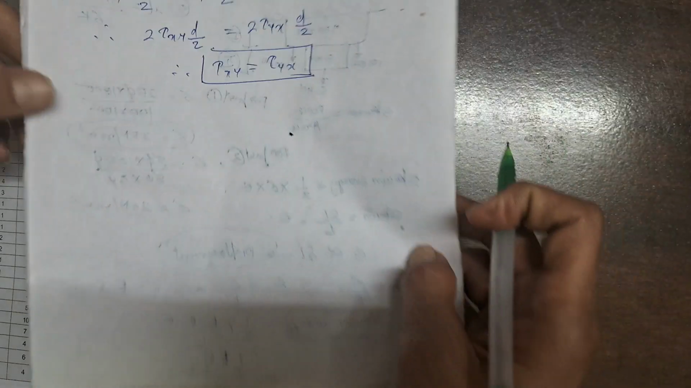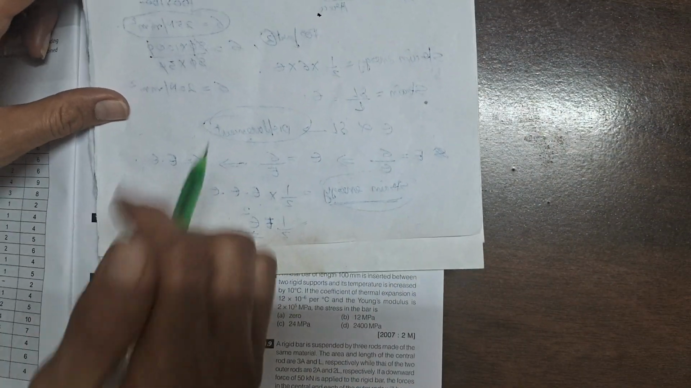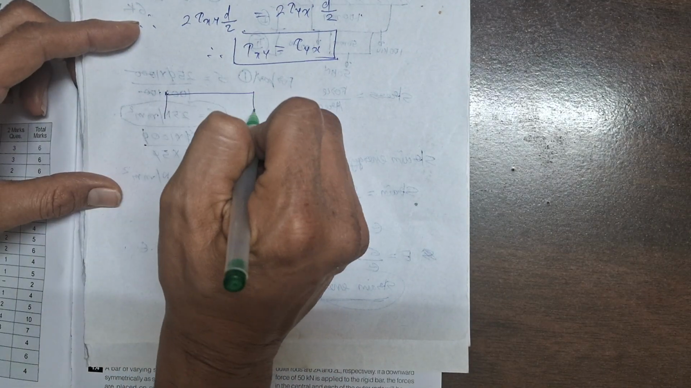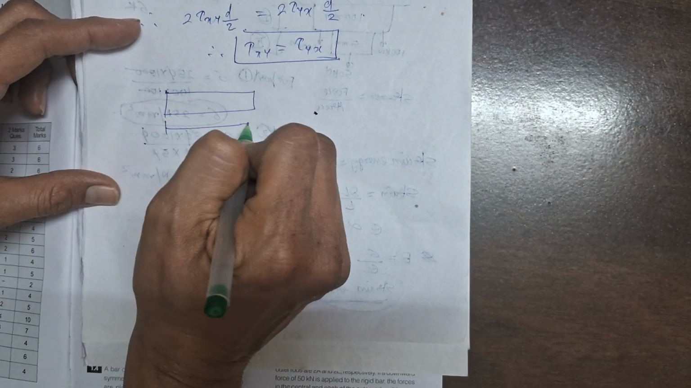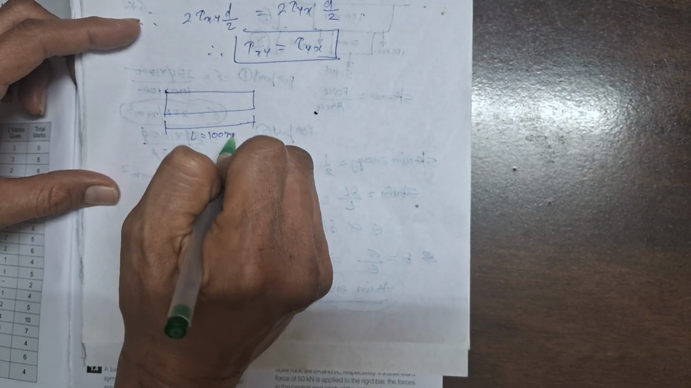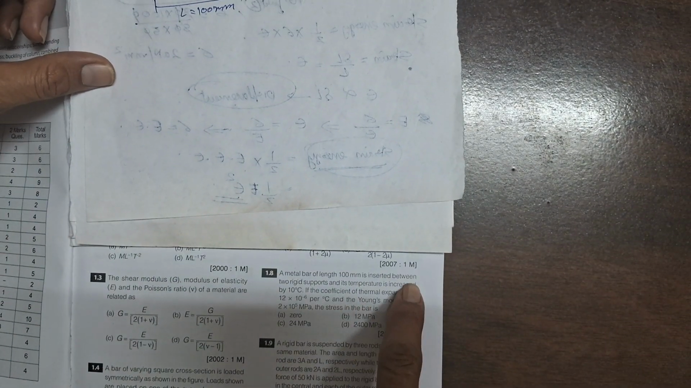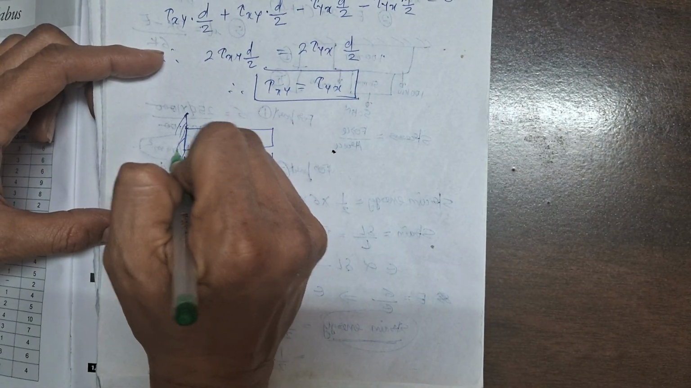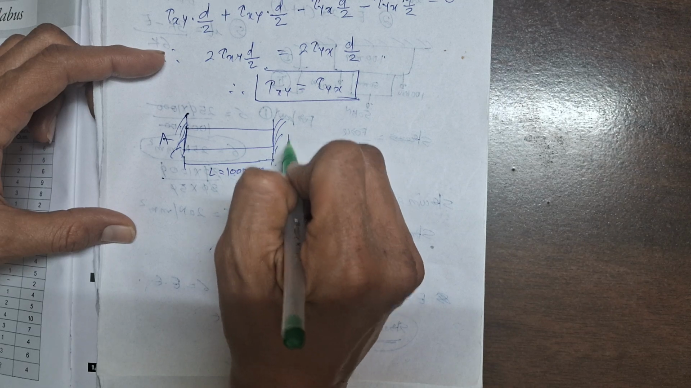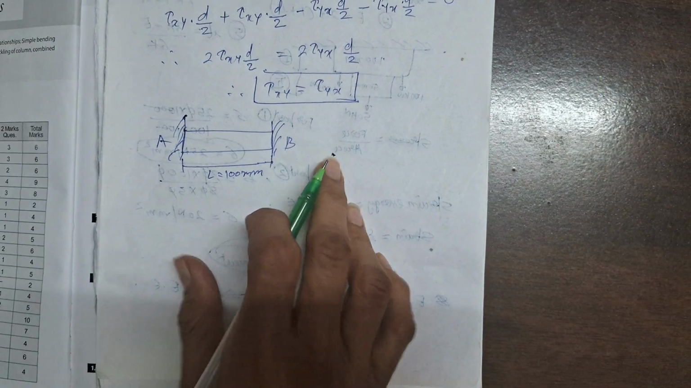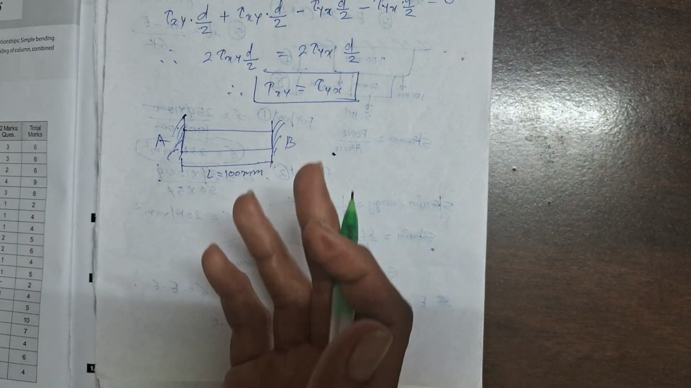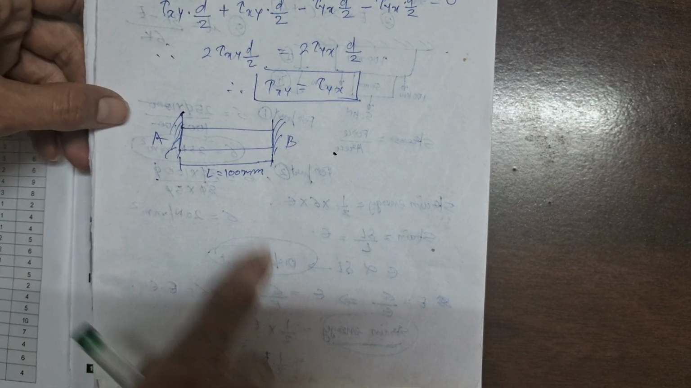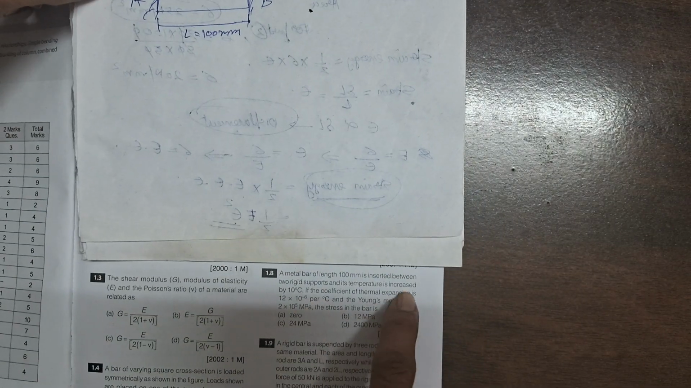Suppose you have a metal bar of length 100 mm. So this is your metal bar, and its length L is equal to 100 mm, as given. Then it is inserted between two rigid supports. Rigid supports means both the ends are fixed. This is A, this is B. So basically when it is heated, there will be thermal stresses because it is not free to expand. Thermal stresses will be induced in this rod.